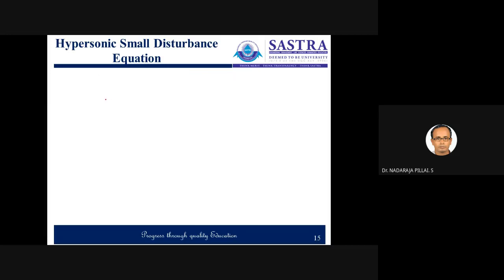Now, we already know the basic equation, right? The pressure equation: P2 by P infinity is equal to 2 gamma by gamma plus 1, M infinity square, sine square beta.